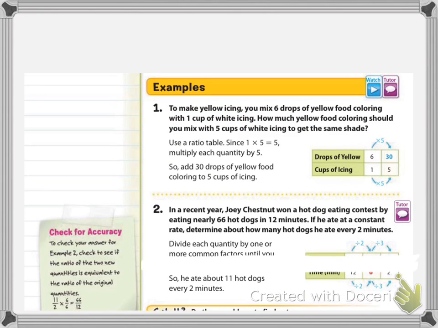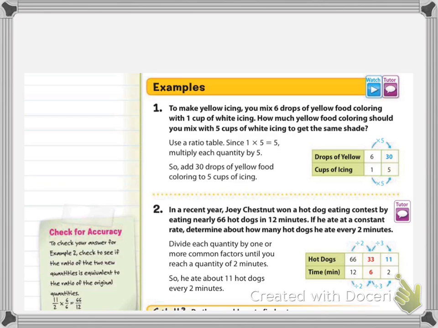So now that we have defined what a ratio table is, let's see how we're going to be using them in our lesson today. If you look at example 1, it says to make yellow icing, you mix 6 drops of yellow food coloring with 1 cup of white icing. How much yellow food coloring should you mix with 5 cups of white icing to get the same shade?